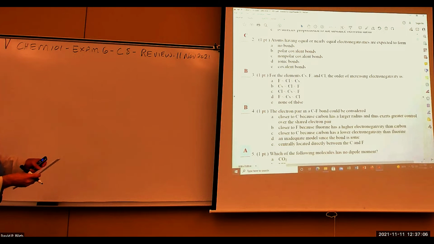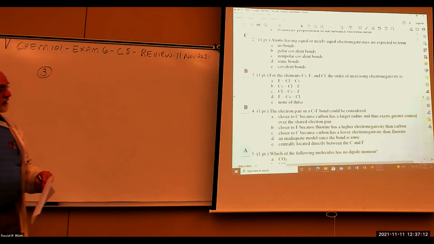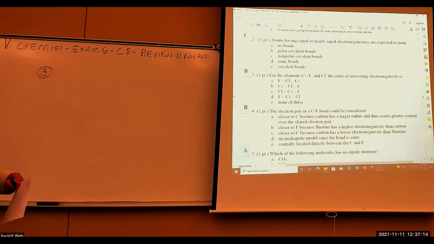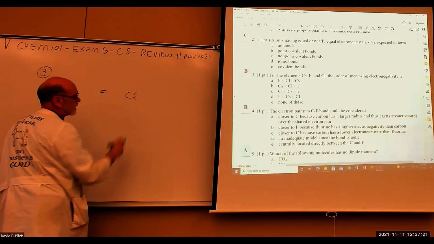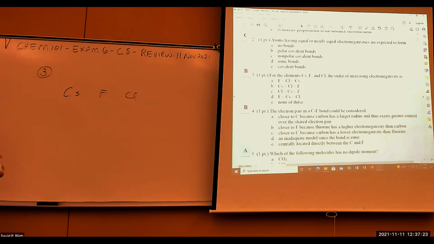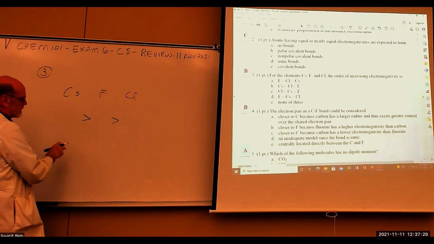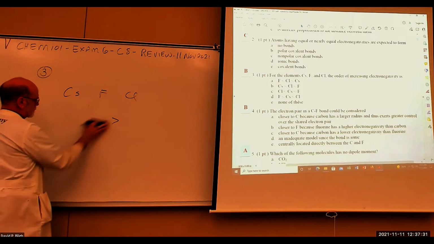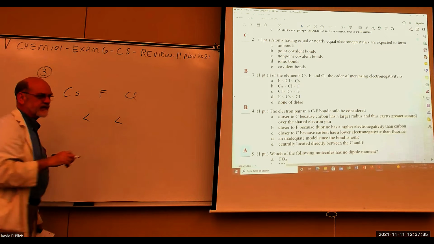Let's see. And in the beginning, I'm doing almost every one. We'll start skipping later. For these elements, cesium, fluorine, and chlorine, we want to order those according to increasing electronegativities. Which one is the most electronegative?